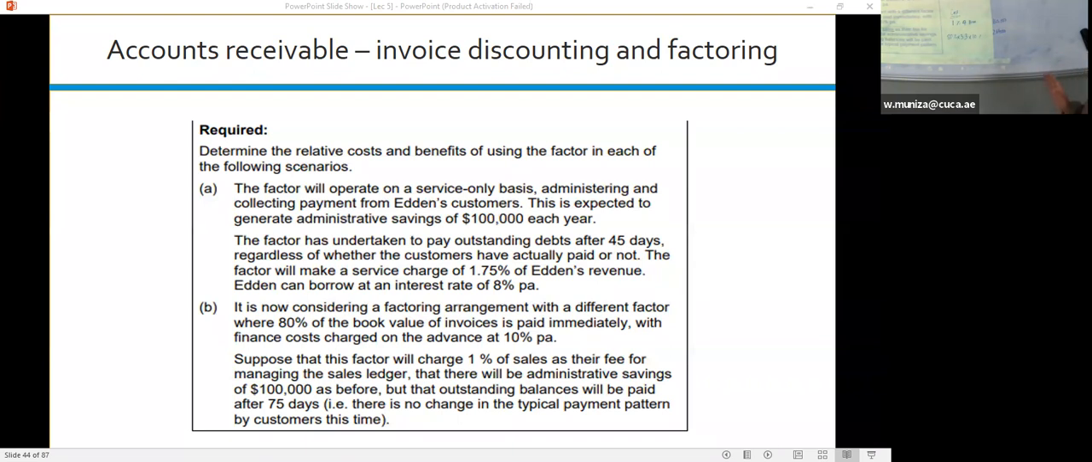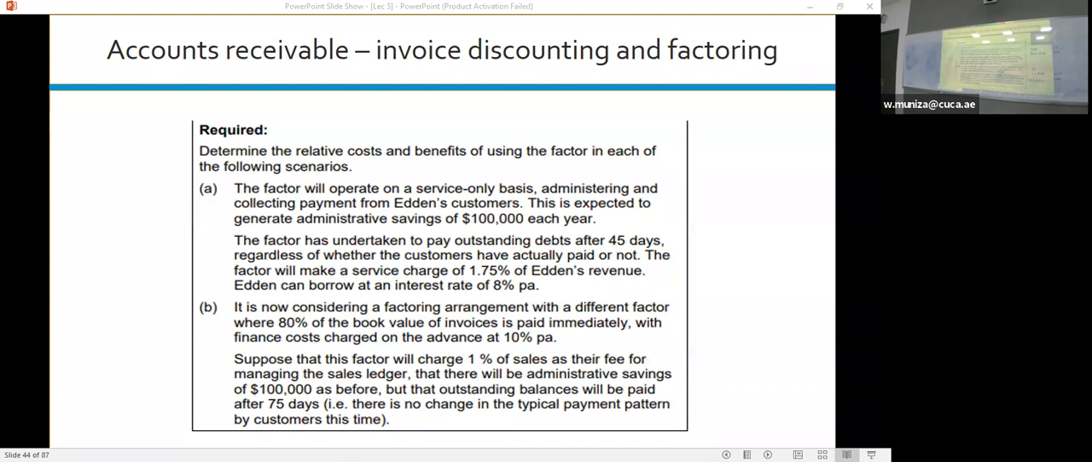Sorry, let me just read the scenario. It is now considered a factoring arrangement with a different factor where 80% of the book value of the invoices is paid immediately with finance cost charged on the advance at 10% per annum. So we have taken it as a cost. Now there is a cost of finance which is going to be saved as well on 80%.